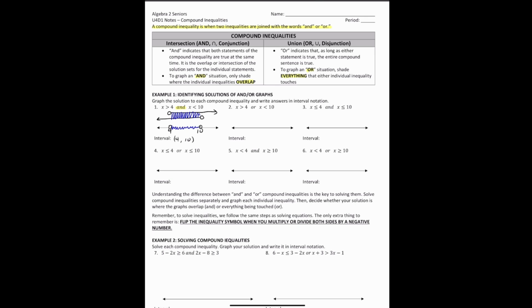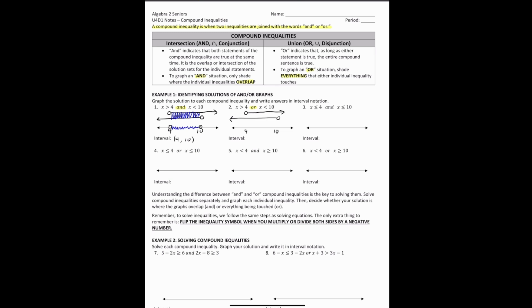Number 2, we have x is greater than 4 or x is less than 10. So 4 and 10 are the main characters. I am going to have an open dot at 4, and I'll be shading to the right, and I have an open dot at 10, and I'm going to be shading to the left. Now, with an or problem, you need to remember that we're going to be shading everything that either individual inequality touches. So what are all the x values involved? I'm not looking for the intersection. I'm looking at all of the x values that are pertaining to number 2 here.